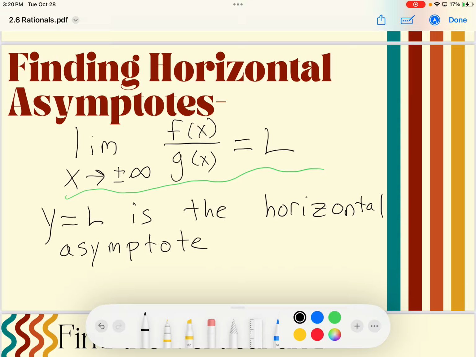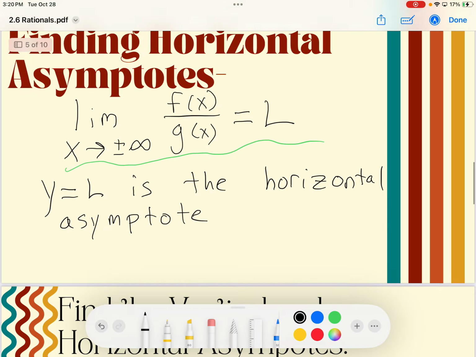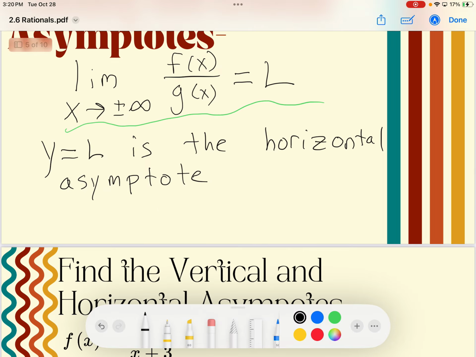Now, finding our horizontal asymptotes is a little bit trickier, because remember we were talking about stuff being bigger or smaller. So what we're looking at is the degrees. On your handout you have a little chart. So n is the degree of the top, d is the degree of the bottom.